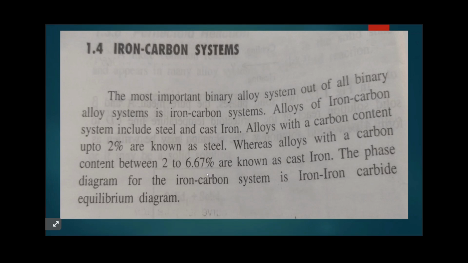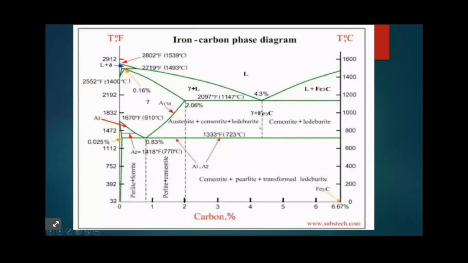Now we are going to see the different phase structures of plain carbon steel as well as cast iron. So this is the diagram of iron-carbon equilibrium. This diagram indicates the different phase structures of steel as well as cast iron. If we start from 0 to 2, this is steel. Then 2 to 6.67, this is cast iron. So first we are going to see the different phase structures of steel.